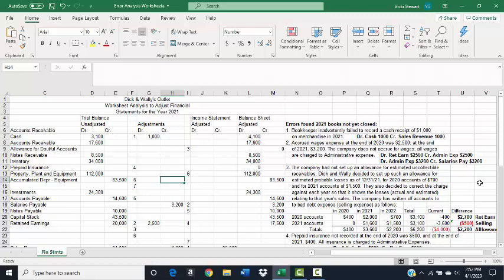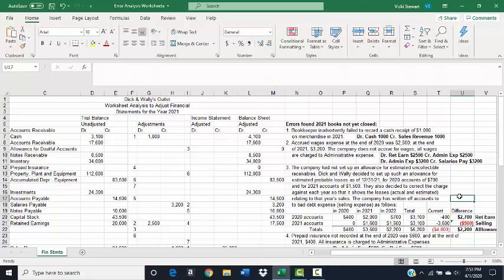The company has written off accounts to bad debt expense, selling expense as follows. And I believe that the textbook gives us this information, what we've actually written off in 2020 and 2021. So the company has been using the direct write-off method instead of the allowance method. They want to begin using the allowance method this year, but they also want to correct for not having used the allowance method in 2020.